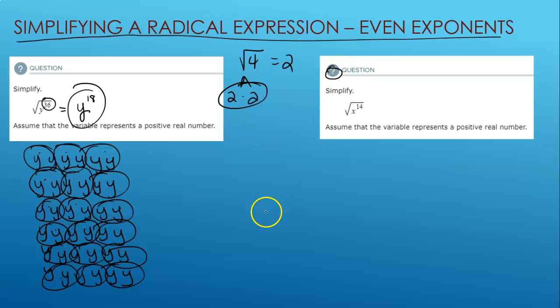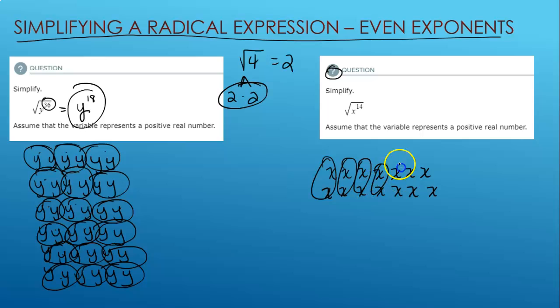You try this one on your own. You can write out all 14 x's if you want to, or you can try to use the shortcut. Go ahead and do that now. All right, so if you wrote all these out, 1, 2, 3, 4, 5, 6, 7, 8, 9, 10, 11, 12, 13, 14. There are 7 pairs, and so this is x to the 7th. The shortcut is 14 divided by 2, which is 7, and so the square root of x to the 14th is x to the 7th.